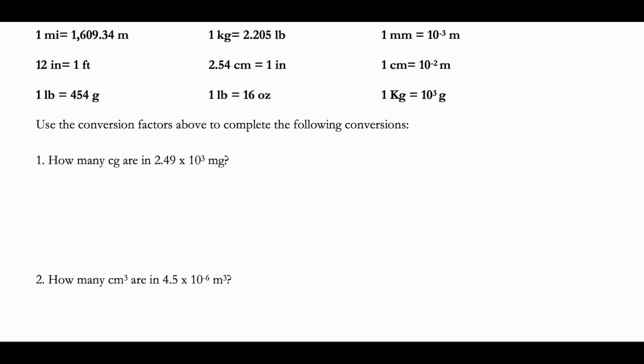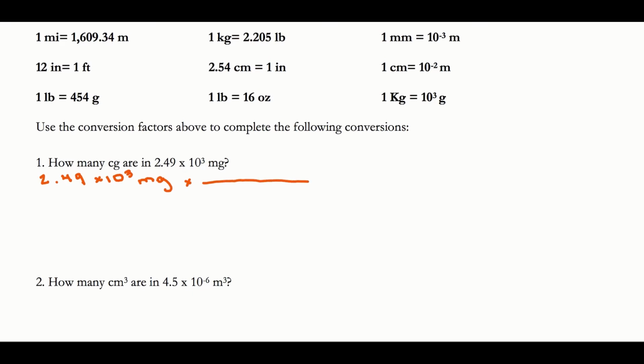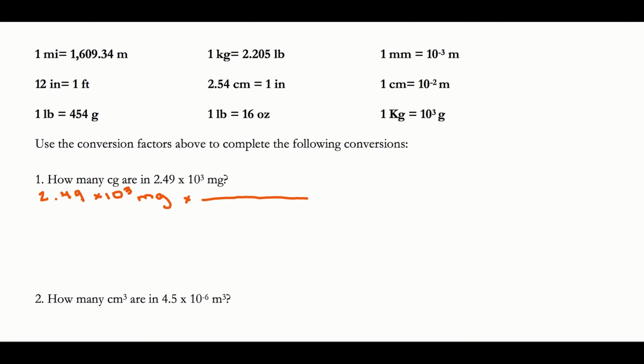Okay, so really quickly, my first step, as always, is going to be to write my given. So my given here is 2.49 times 10 to the third milligrams. Okay, crisscross swoosh. Now, if you look at the conversion factors that I give you, I tell you the relationship between milli and your base unit. So here it says millimeters, but that could have been milligrams as well. So I tell you 1 milligram equals 10 to the negative third grams.